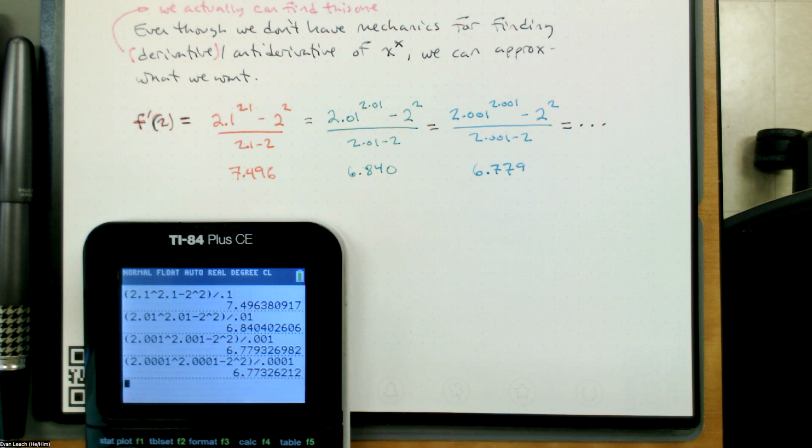But at the very least, it went from 7.5, that wasn't very good, down to 6.8. We don't know how good that was, but now we moved closer by a factor of 10 again, and we're at 6.779, and then moving closer by a factor of 10 yet again has only dropped to 6.773. So we feel like we're zeroing in on something.